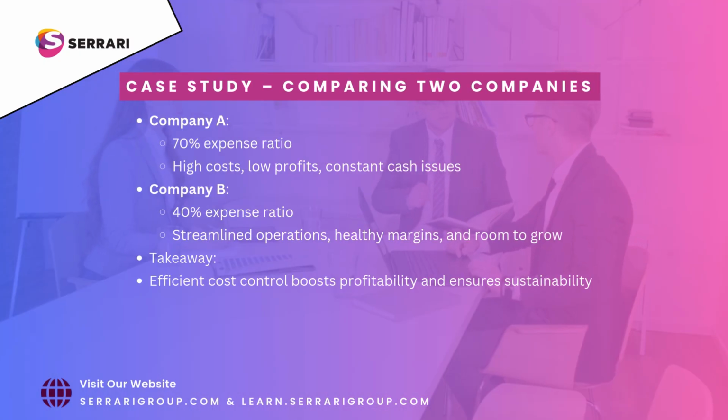Case study comparing two companies. Company A, 70% expense ratio: high costs, low profits, constant cash issues. Company B, 40% expense ratio: streamlined operations, healthy margins, and room to grow. Takeaway: efficient cost control boosts profitability and ensures sustainability.